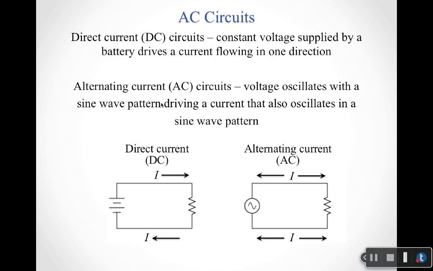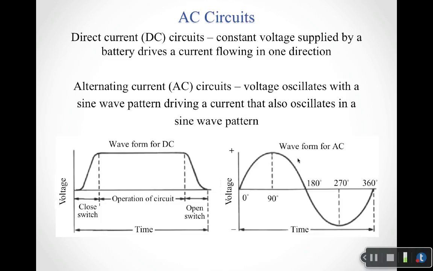With an alternating current circuit, what actually happens is that I have an alternating voltage source. It's going to alternate with a sine wave pattern, a sinusoidal pattern. It's therefore going to drive a current that also oscillates with a sine wave pattern. So with an alternating current, it's going to go in this direction and then come back and go in that direction, and just oscillate back and forth. So this is an alternating current, and these are the AC circuits that we're going to be dealing with.